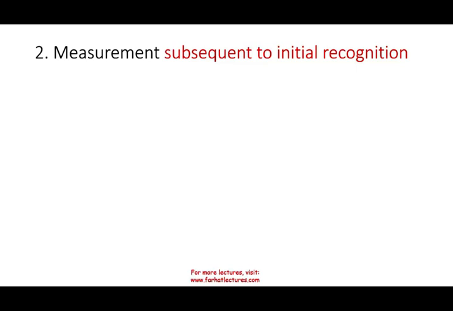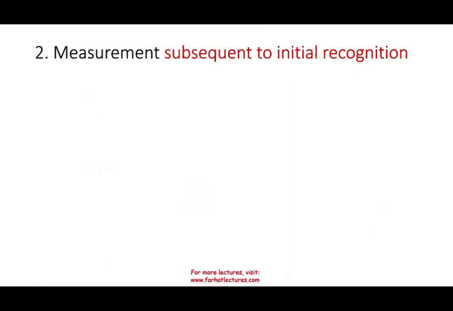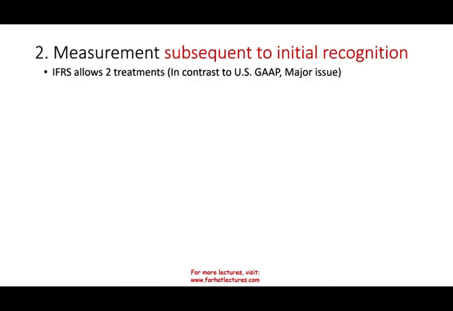Measurement subsequent to initial recognition. So we looked at the asset, we looked at the initial recognition. Now we're gonna be looking at subsequent recognition. So the IFRS, which is in contrast to US GAAP, allows two treatments. And this is a major issue between US GAAP and IFRS.